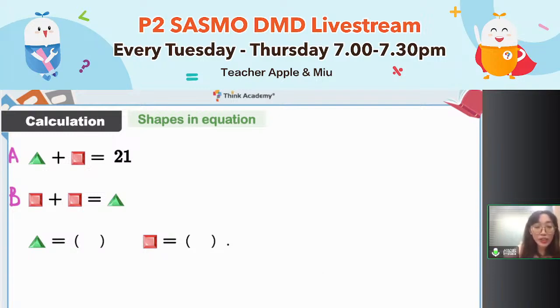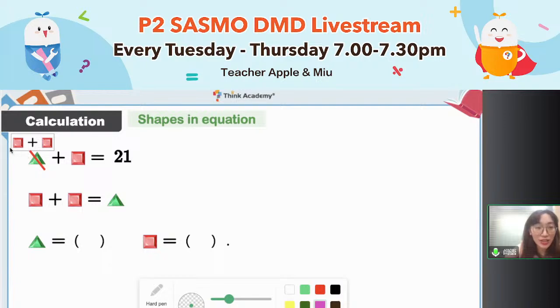So now let's have a look. According to equation B, you can figure out the little helper. So one triangle equals to how many squares? Equals to 2 squares, okay? So after that, let's just count. 1, 2, 3. 3 squares add up to 21, okay? Everyone think about it. 3 times which number equals to 21? You must memorize the times table. 3 times 7 equals to 21. So which one equals to 7? That is the square, okay?